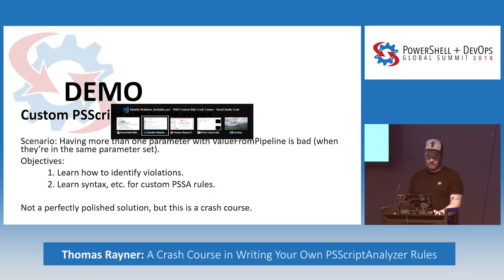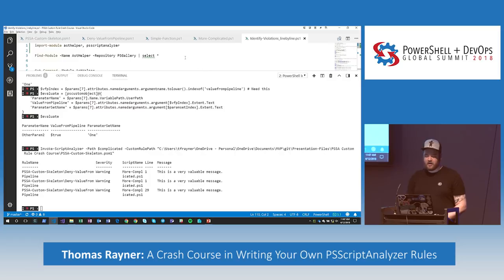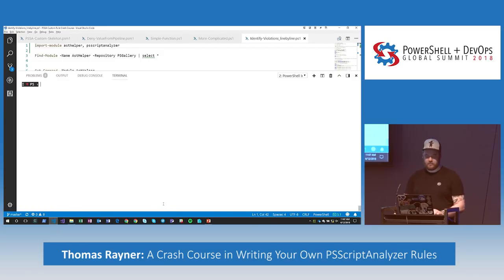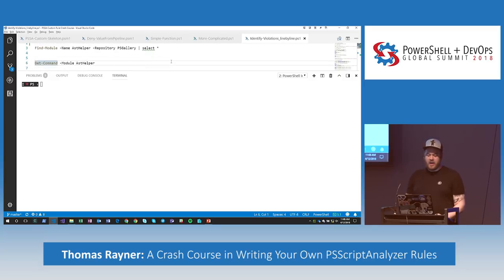Everybody clear? Good. So I have a few files open in my Visual Studio Code. I've imported a couple of modules already, and I'm going to clear this. So there we go. I imported the PSScriptAnalyzer module that you already saw we can get from the PowerShell gallery. And I've imported also this AST helper module, which is a module that I wrote that contains a couple of small functions and exists on the PowerShell gallery. You do not need this module to get started with ScriptAnalyzer rules. There are lots of good alternatives out there as well. I just wrote this one, so I like it. And again, you're in my session, so you're going to see it.